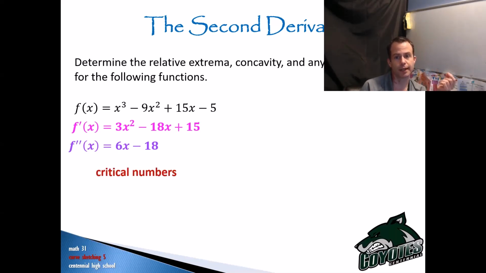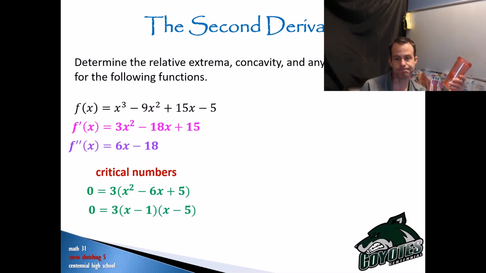That's going to leave me with x squared minus 6x plus 5. So then I'm looking for two numbers that multiply together to give me 5 and add together to give me negative 6. So that would be negative 1 and negative 5. So that means my critical numbers are at 1 and at 5. Got to test them. So I'm going to do a number line, put 1 and 5 there.